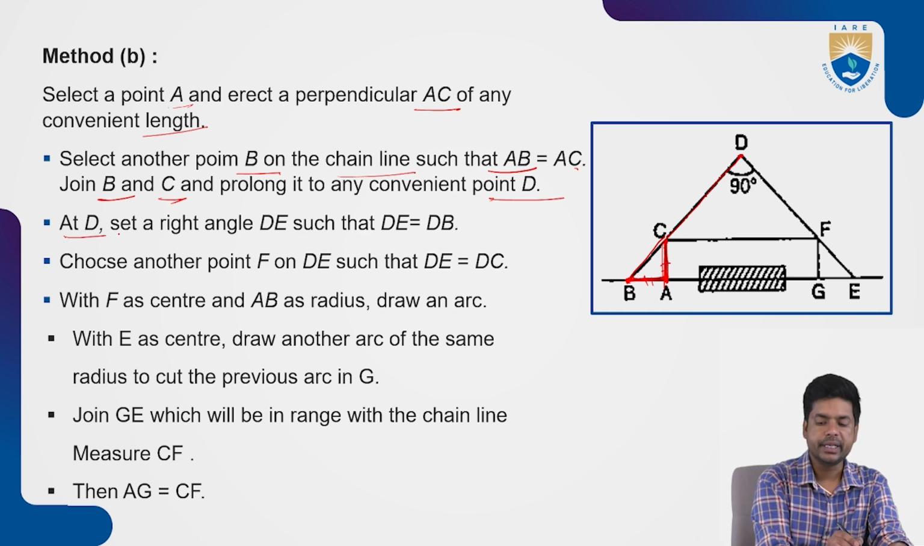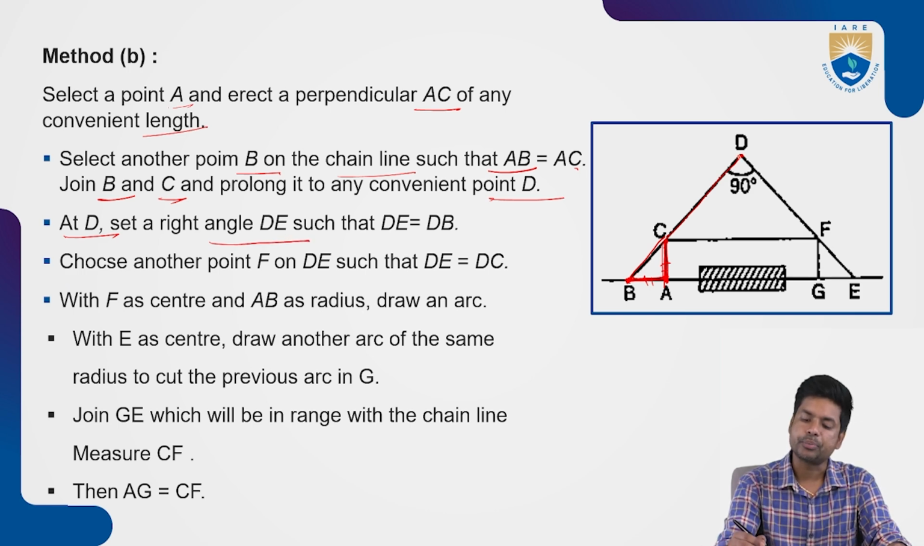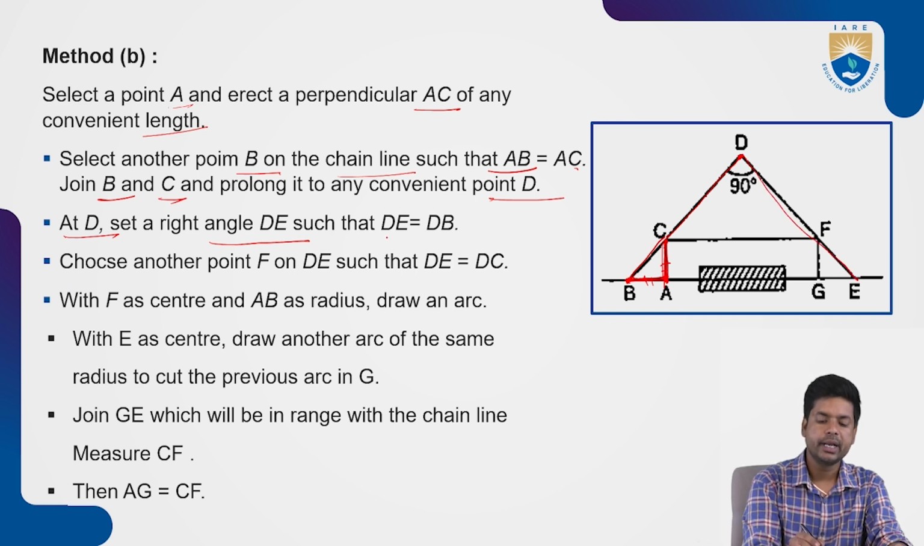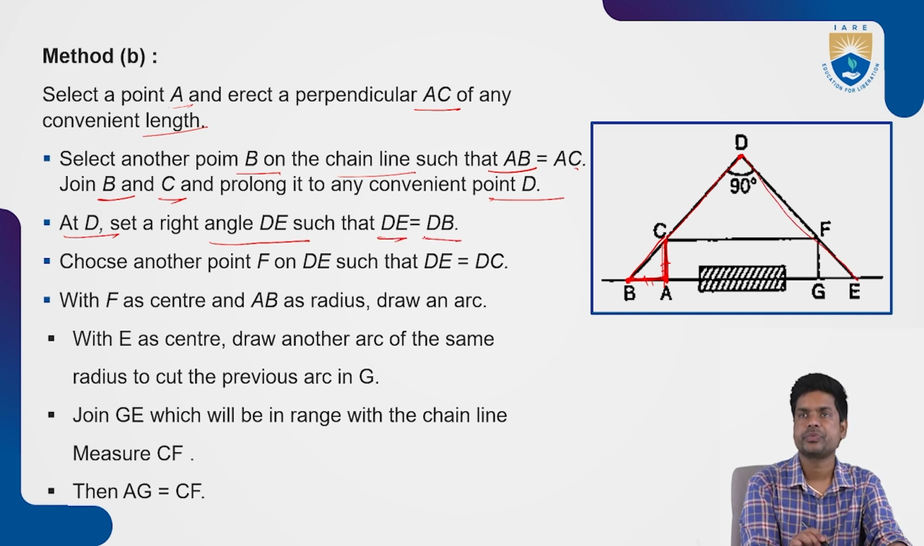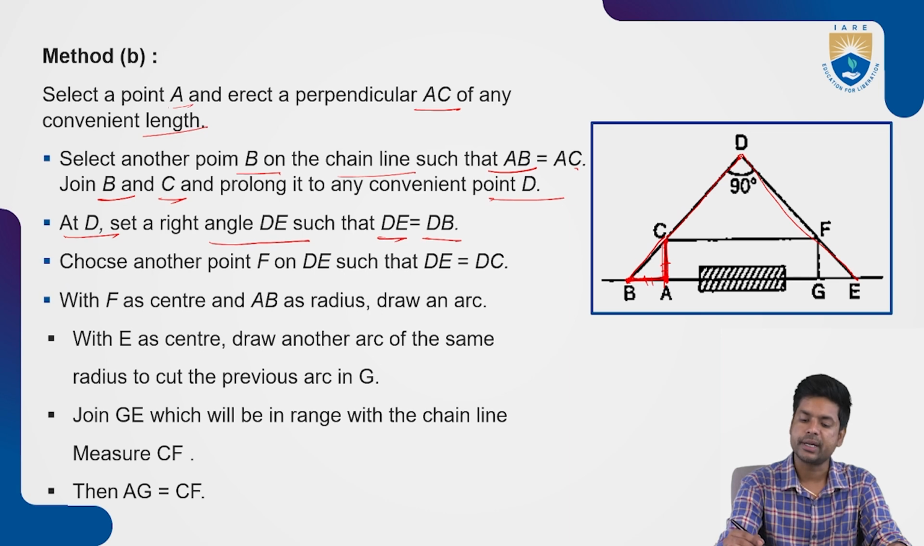Now at D, set a right angle DE. At point D, draw one right angle DE such that DE should be equal to DB. The length of this line DE should be equal to the length of DB.